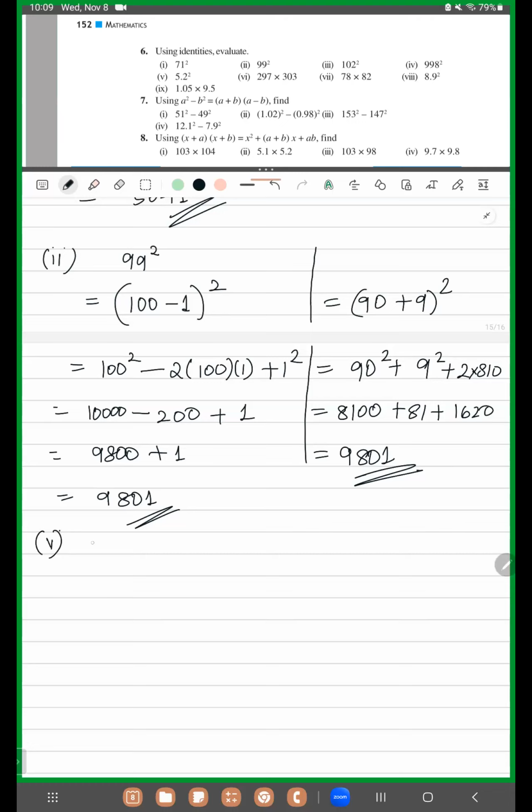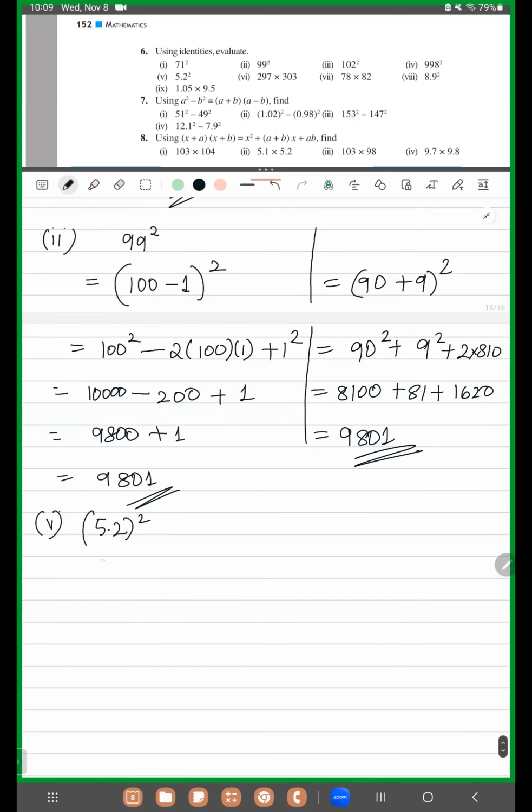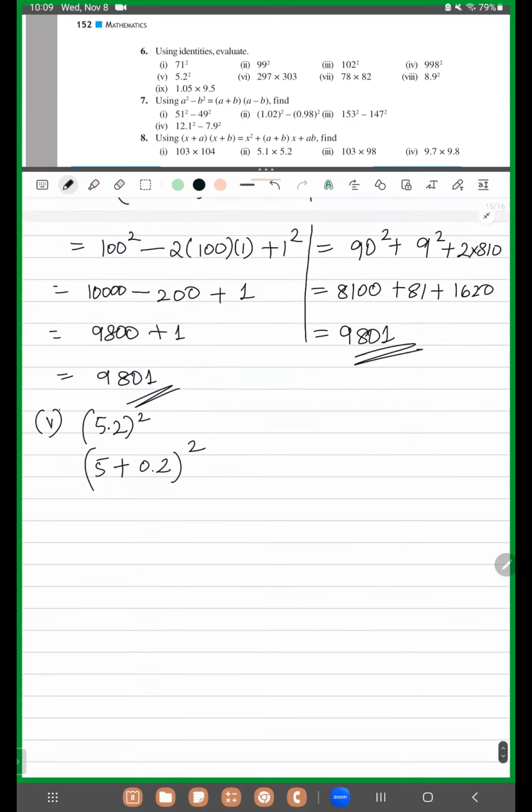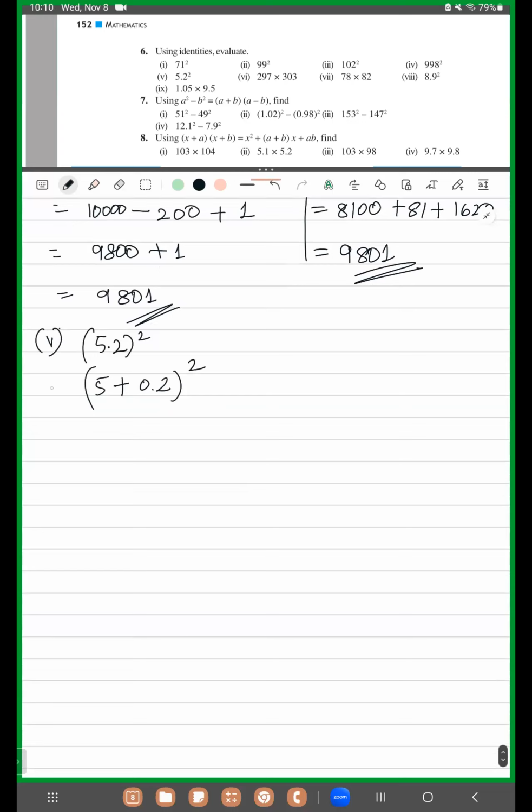Fifth one is 5.2 whole square. So this can be written as 5 plus 0.2 whole square. Yeah. Then we do the a square plus b square thing. We just apply the identity.